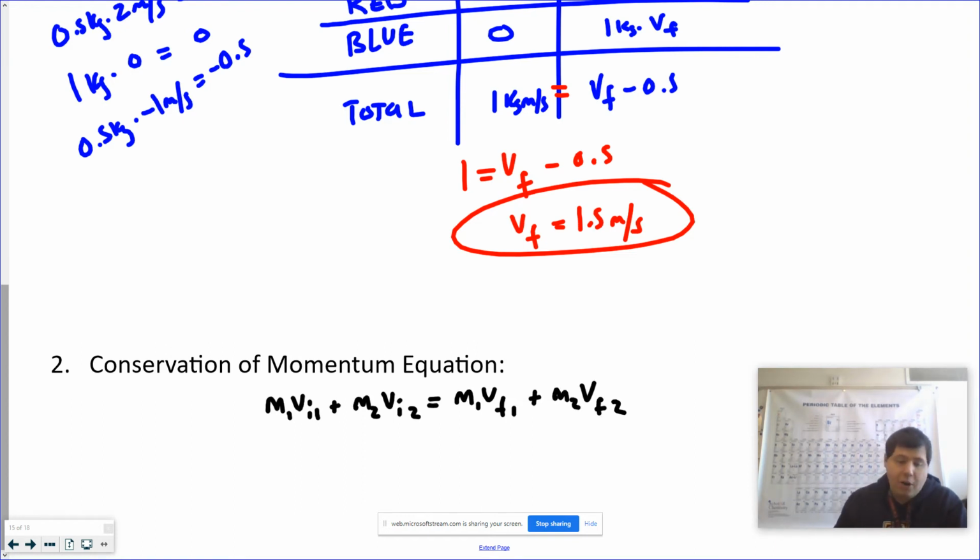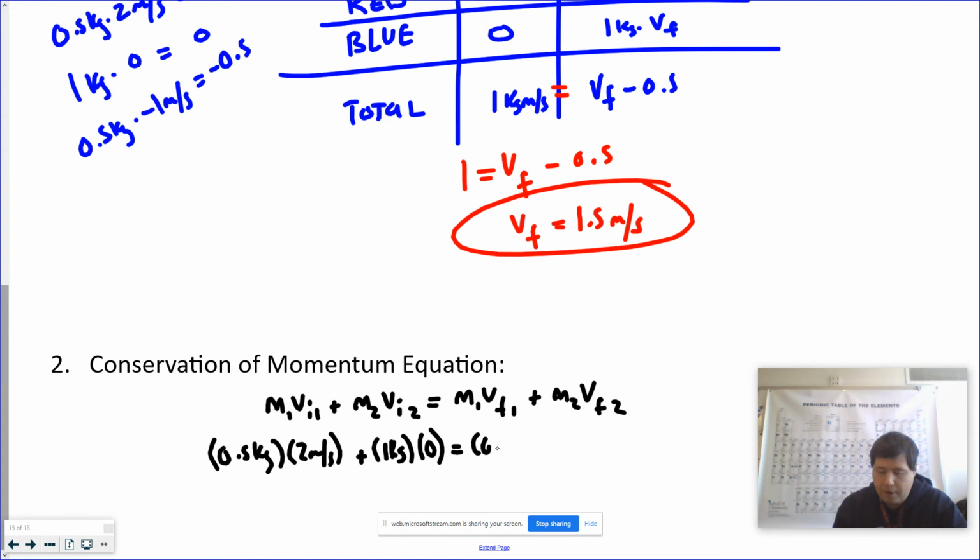So to use that one here, you're going to plug in those same numbers that you had, which are 0.5 kilograms for the first ball, and it's moving 2 meters per second. The second ball is 1 kilogram, and it's moving at 0 to start off with. And then afterward, the red ball is 0.5 kilograms times its final velocity, which was negative 1 meter per second, because remember, it's moving to the left. And then finally, 1 kilogram times vf2.